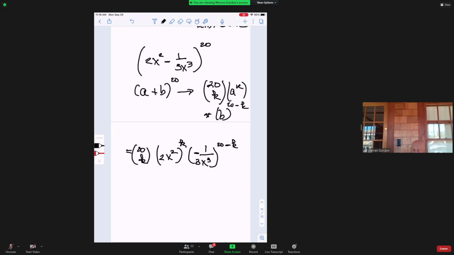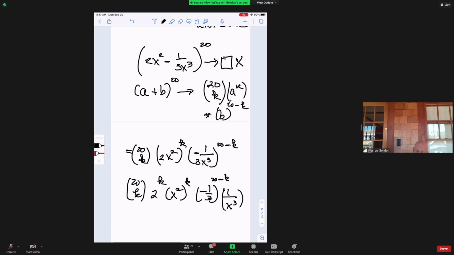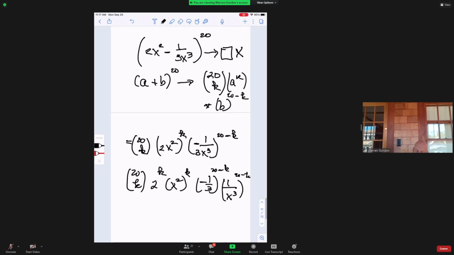Remember, I haven't told you which coefficient I want because I don't know what they turn out to be yet, because I didn't work out this problem beforehand. I want to find the coefficient of x to a power that I'll specify in a minute. So I know I'm going to get 20 choose k here. This is 2 to the k. This is x squared to the k. I'm using my laws of exponents. Minus 1/3, 20 minus k, 1 over x cubed to the 20 minus k.